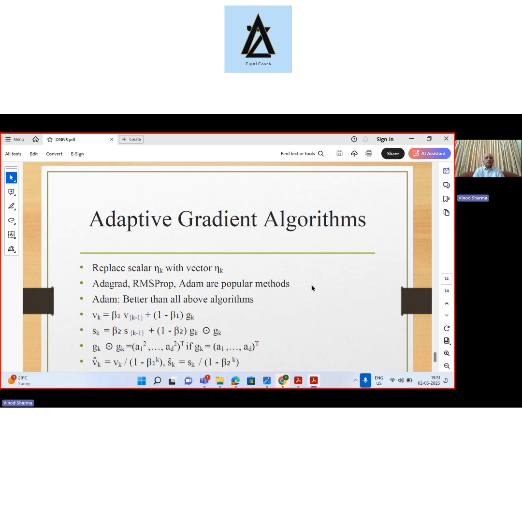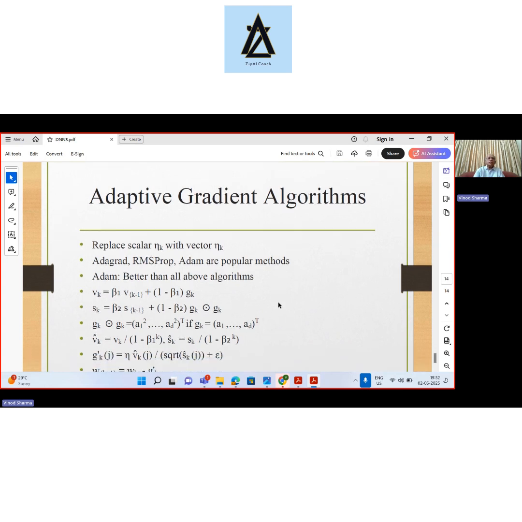These are called ADAGRAD, RMSprop, ADAM, and so on. Adam is among these the latest, and it certainly does better than all these other algorithms that we have shown. So it's better than Adagrad, it's better than mini batch and momentum and so on. So that's the algorithm that we give now.